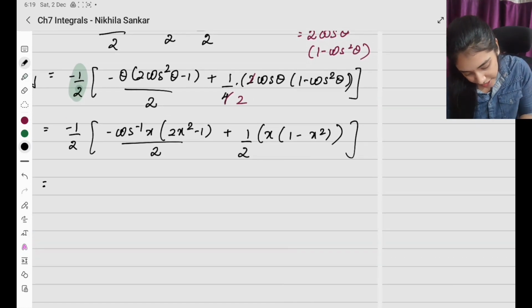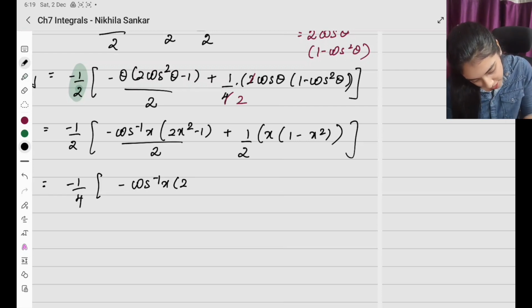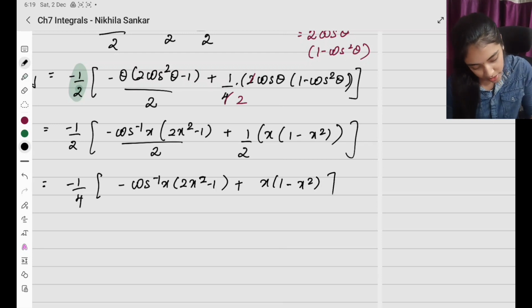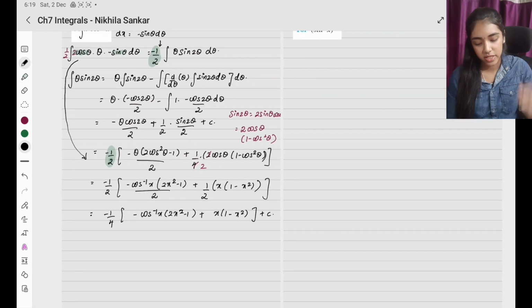So what is my final answer? I can take the 2 outside. 1 by 4 times minus cos inverse of x times 2x square minus 1 plus x into 1 minus x square plus c. Okay, this is my final answer.